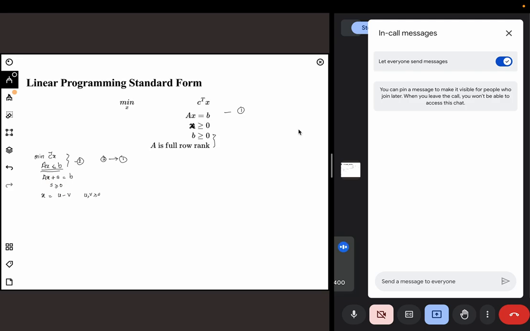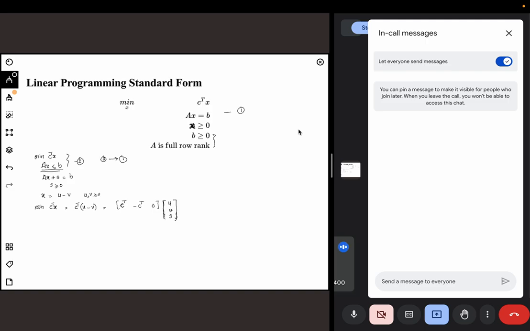Now when I try to minimize c transpose x, this essentially becomes c transpose u minus v. I can write this as c transpose, minus c transpose, 0, something like this, right? If you multiply, this will be c transpose u minus c transpose v, and 0 times s will be 0. So that is this.